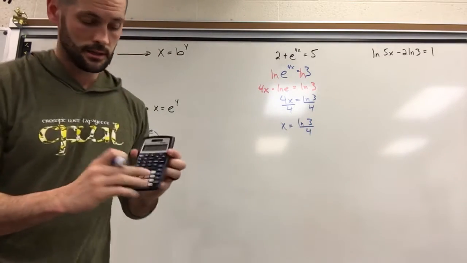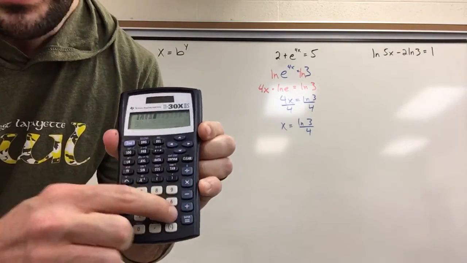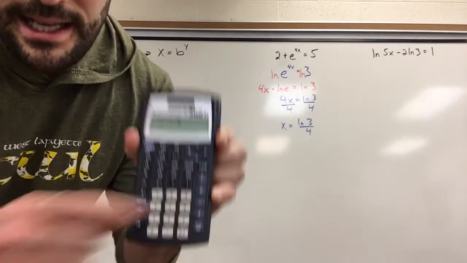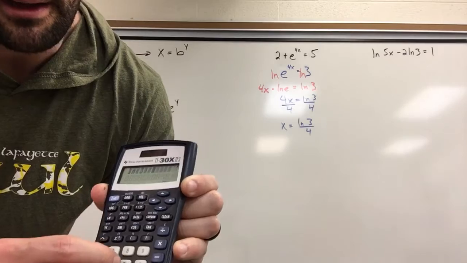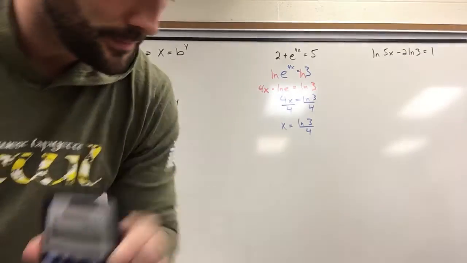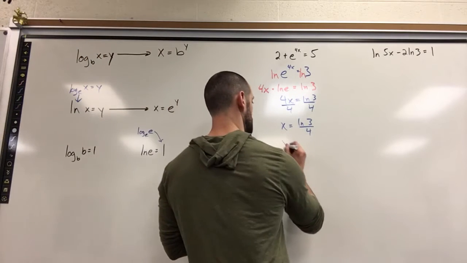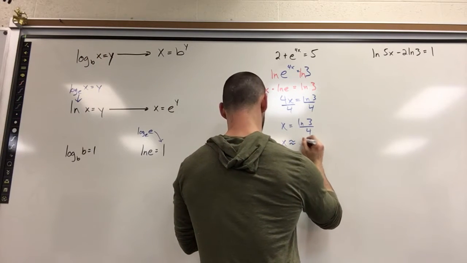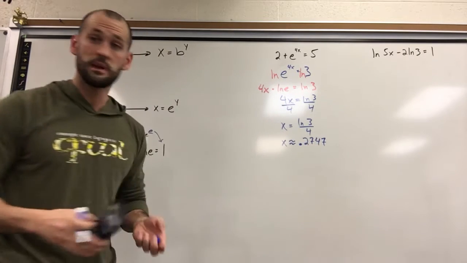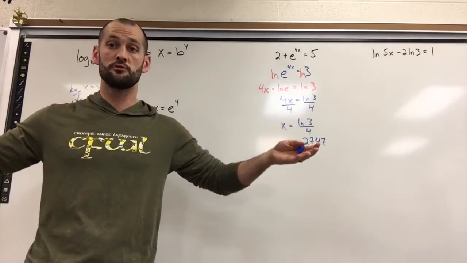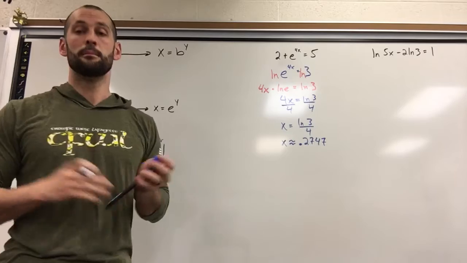So in my calculator, I will hit natural log of 3. Now be very careful with your parentheses. End the parenthesis, and then I divide by 4. Bam. You should come up with approximately 0.2747. Pretty basic. It's the same way. Remember how you took the log of both sides. Whenever you have e, you take the natural log of both sides, and it has a much better purpose.